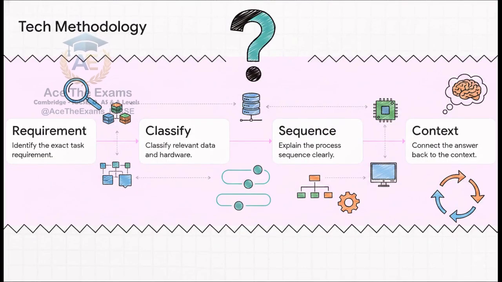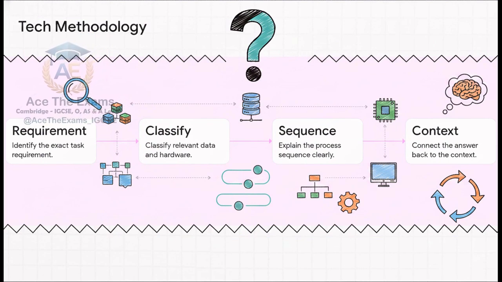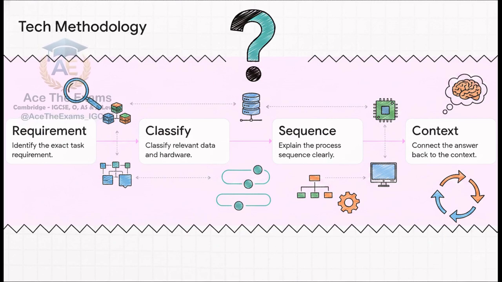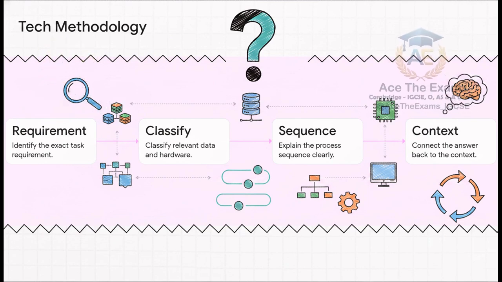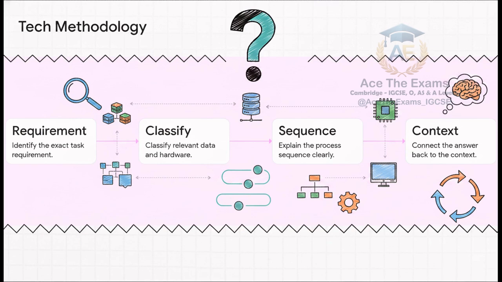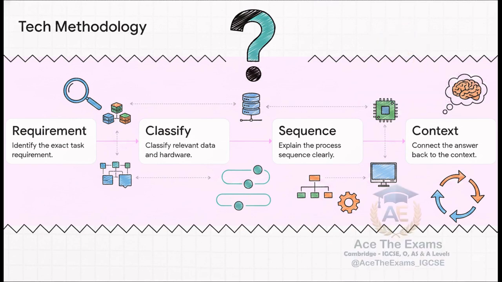To reliably generate phenomenal answers like that contextualized one we just looked at, you need to internalize what I call the 4-step technical methodology. It is a disciplined, step-by-step path you have to walk for every question. Step 1, identify the exact requirement. Literally, look at the command word, circle it. Is it identify, describe, or explain? They all require completely different depths of response.